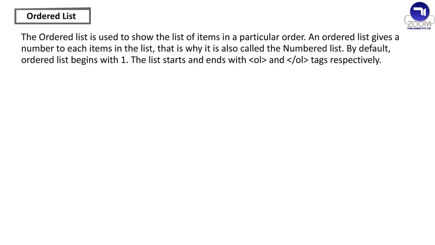Ordered list. The ordered list is used to show the list of items in a particular order. An ordered list gives a number to each item in the list. That is why it is also called the numbered list. By default, an ordered list begins with 1. The list starts and ends with OL and /OL tags respectively.